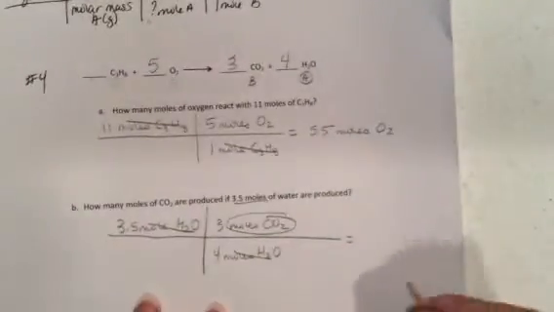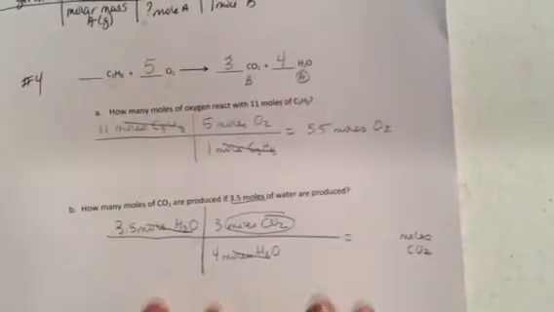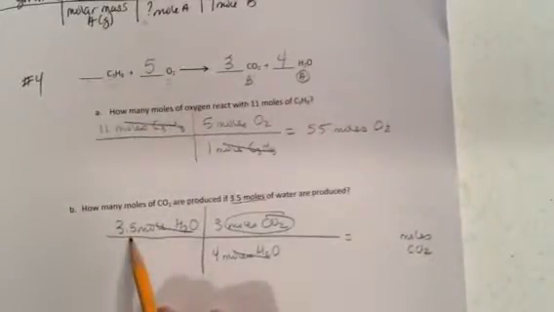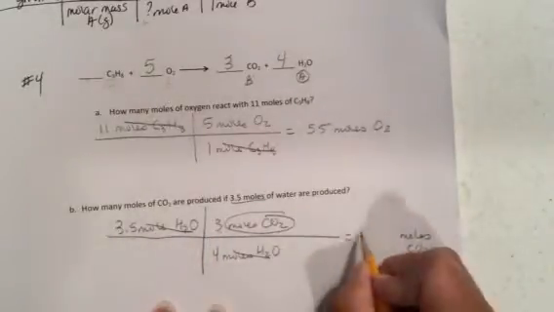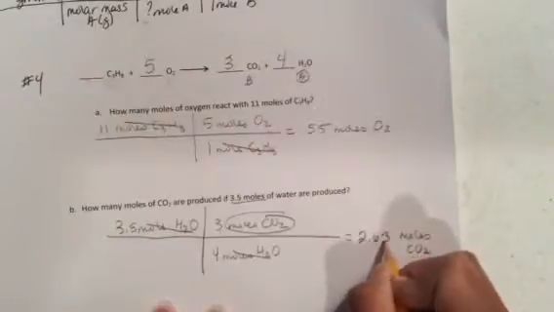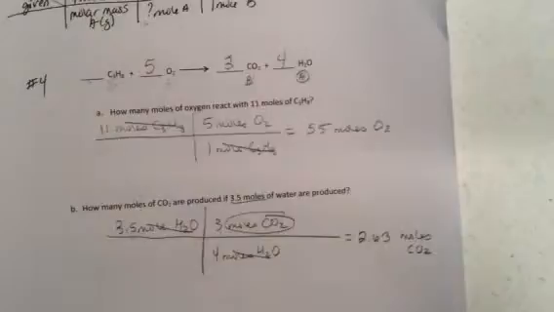Let me scoot the paper up. And when you put this in your calculator, you're going to take 3.5 times 3 divided by 4. Okay, and that's going to give you, I got 2.63. I'm sure if you get something different, you guys will tell me about it in class on Tuesday. All right, that's number 4.